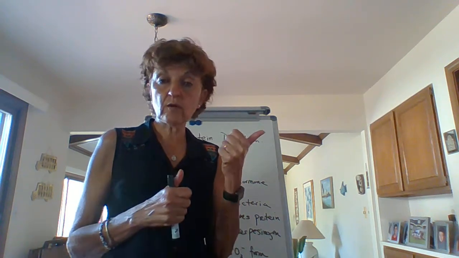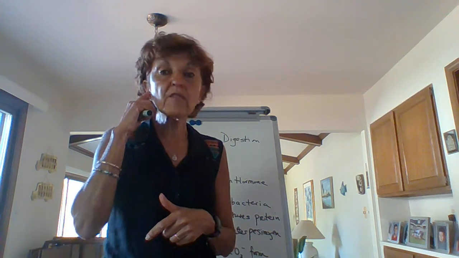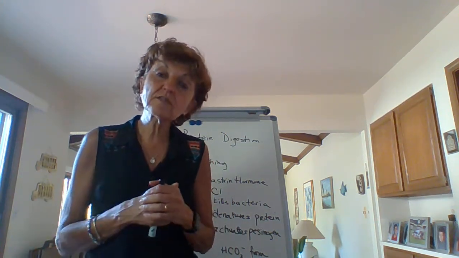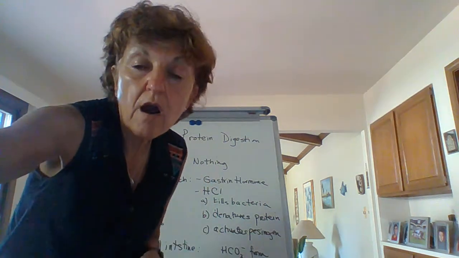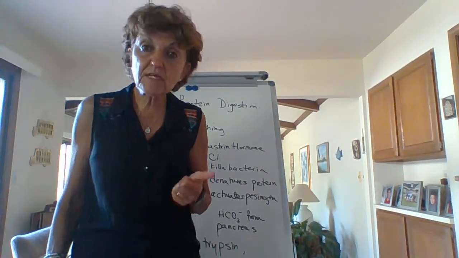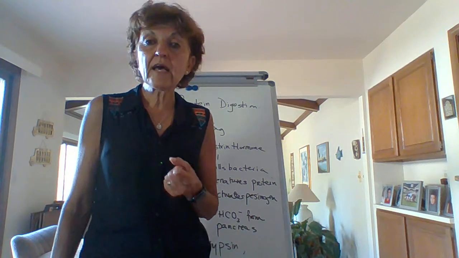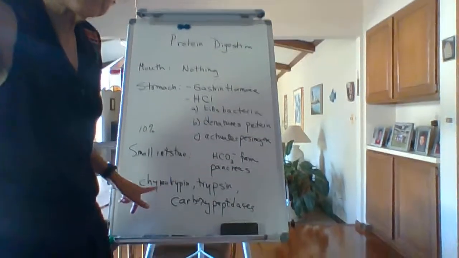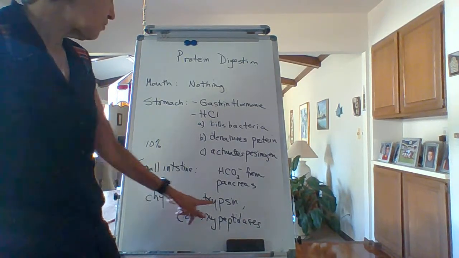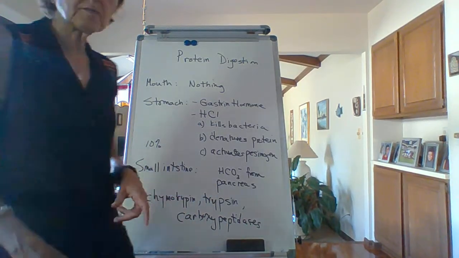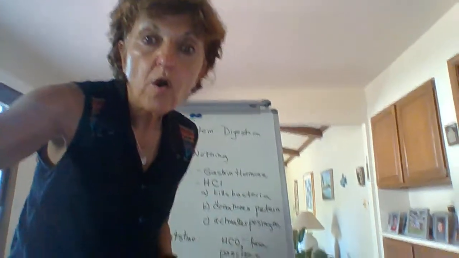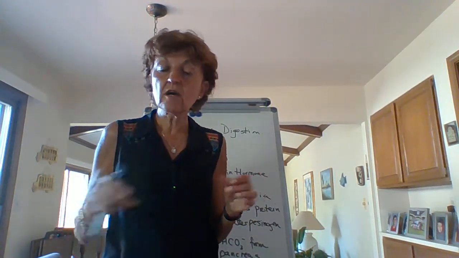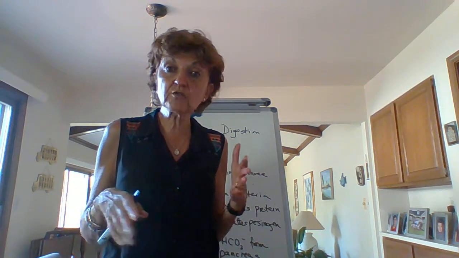Pepsin functions great at 1.5 pH, but the enzymes in the small intestine that finish the hydrolysis of all the peptide bonds are the enzymes trypsin, chymotrypsin, and carboxypeptidase. So these are the enzymes down here, if you can see them: trypsin, chymotrypsin, carboxypeptidases. Okay, so these enzymes are going to finish the whole hydrolysis. All the peptide bonds have been hydrolyzed.